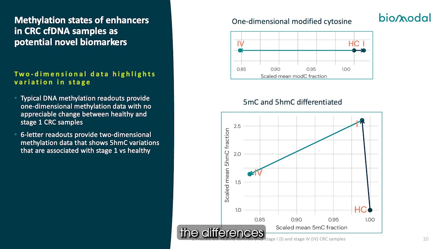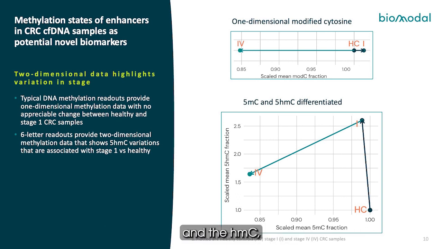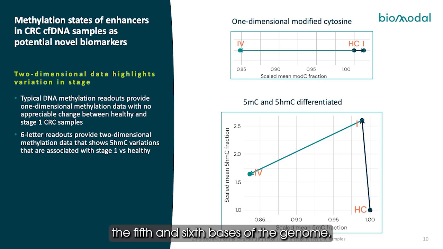Not a very difficult problem to try and solve, but we found some of the features that were most discriminatory were enhancers, which are known to be relevant to the biology of MC and HMC. And if you take an enhancer that discriminates between stage 4 and healthy, and you look back in the earlier stages of disease, because you have that 2-dimensional information, you can tease apart the differences between a healthy individual and an early stage cancer patient in a way that you wouldn't be able to do without the addition of the MC and the HMC, the fifth and sixth bases of the genome.